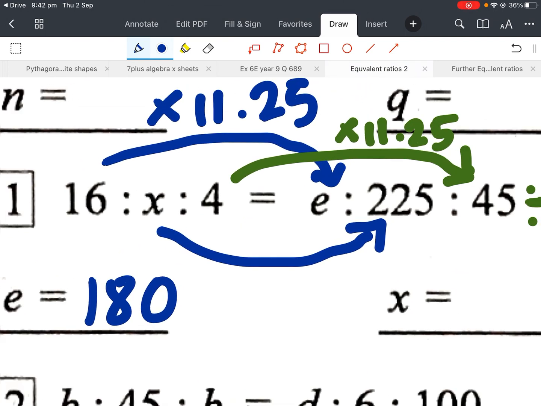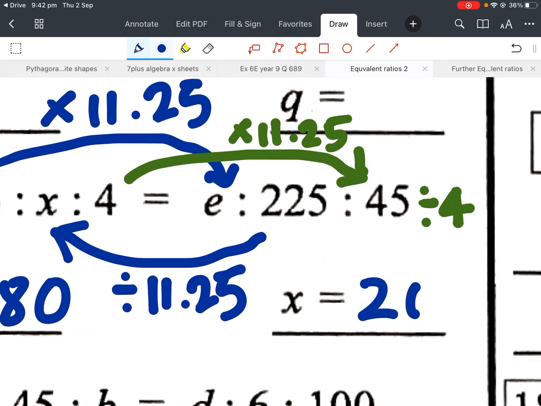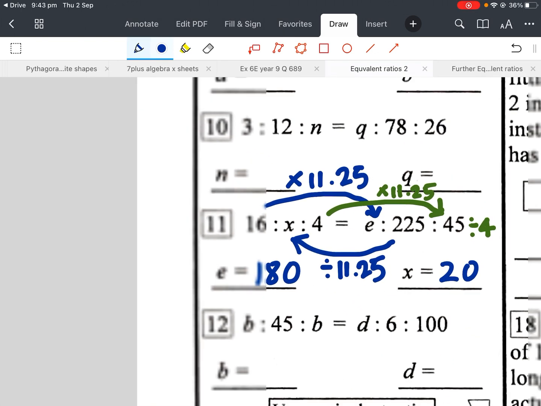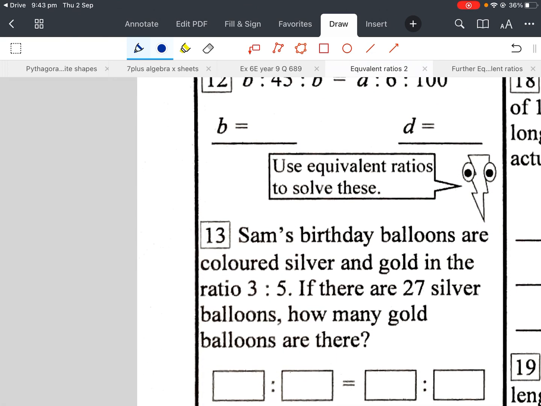With the next one, I'm actually going from this side over to this side. When you go backwards, just change it to a divided by. Keep the same number, 11.25. So I'm going to go 225, that's a big number, divided by the smaller number, 11.25. That gives me 20. X equals 20. So there's a hard one. Try number 10. And number 12 if you want some hard ones.